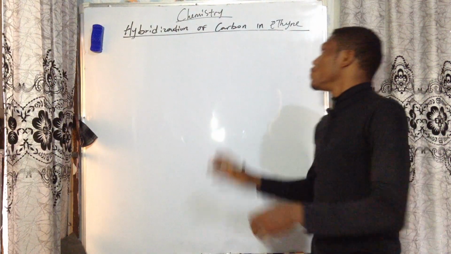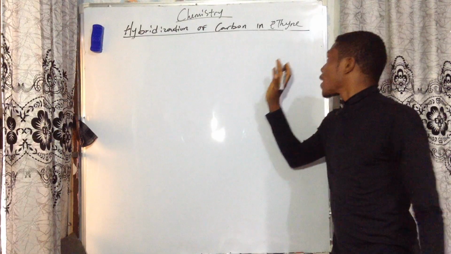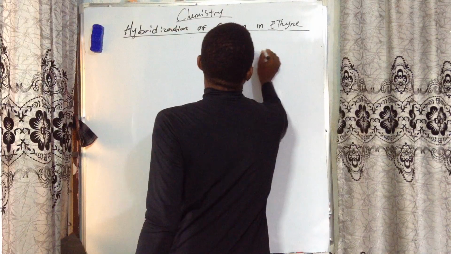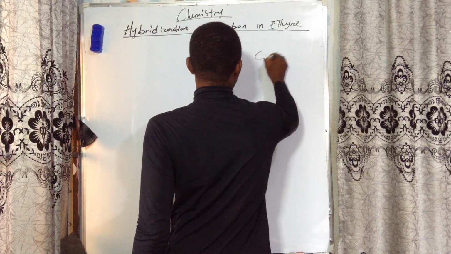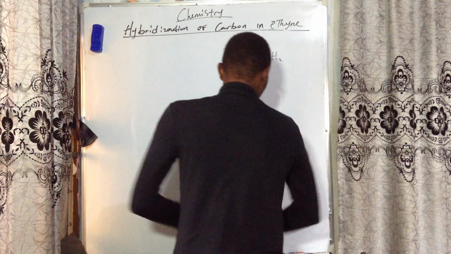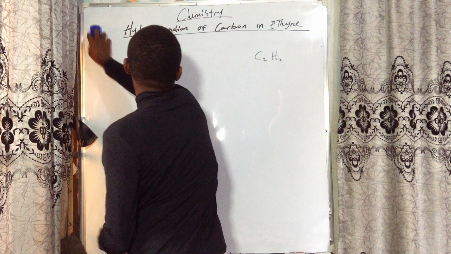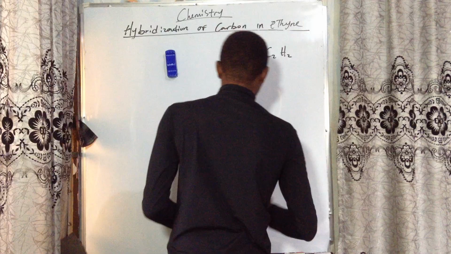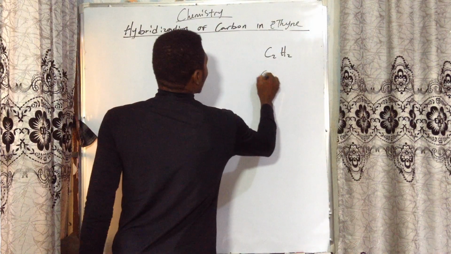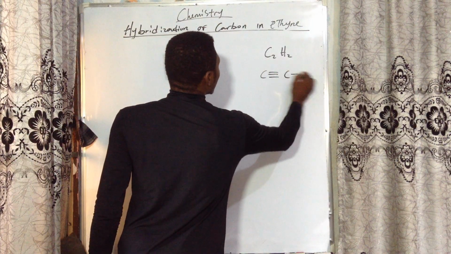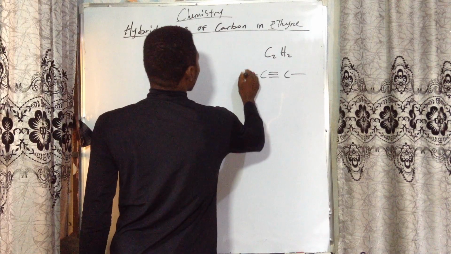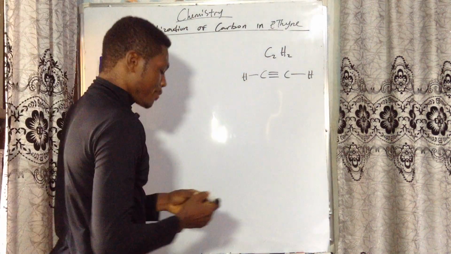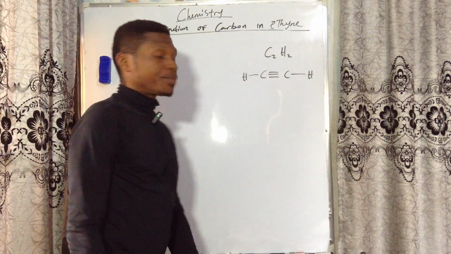Now we are moving over to the hybridization of carbon in ethyne. This is ethyne, C2H2. This is the structure of ethyne: a triple bond and single bonds. Now let us explain the hybridization of carbon before forming this structure.